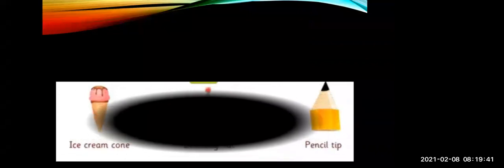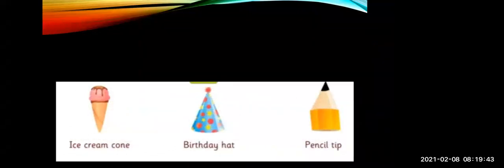Well done. Now tell me more. Now this is also there. These images are an ice cream cone, a birthday hat, a pencil tape. See the pencil tape. Which 3D shape is it? This we studied just now. Yes, a cone.